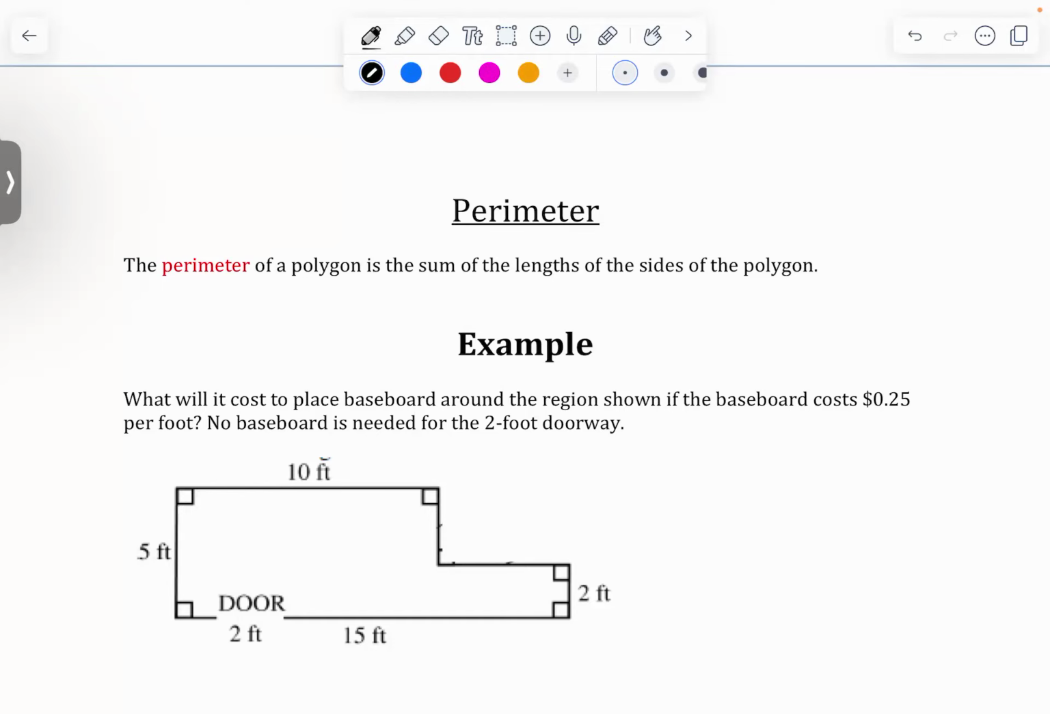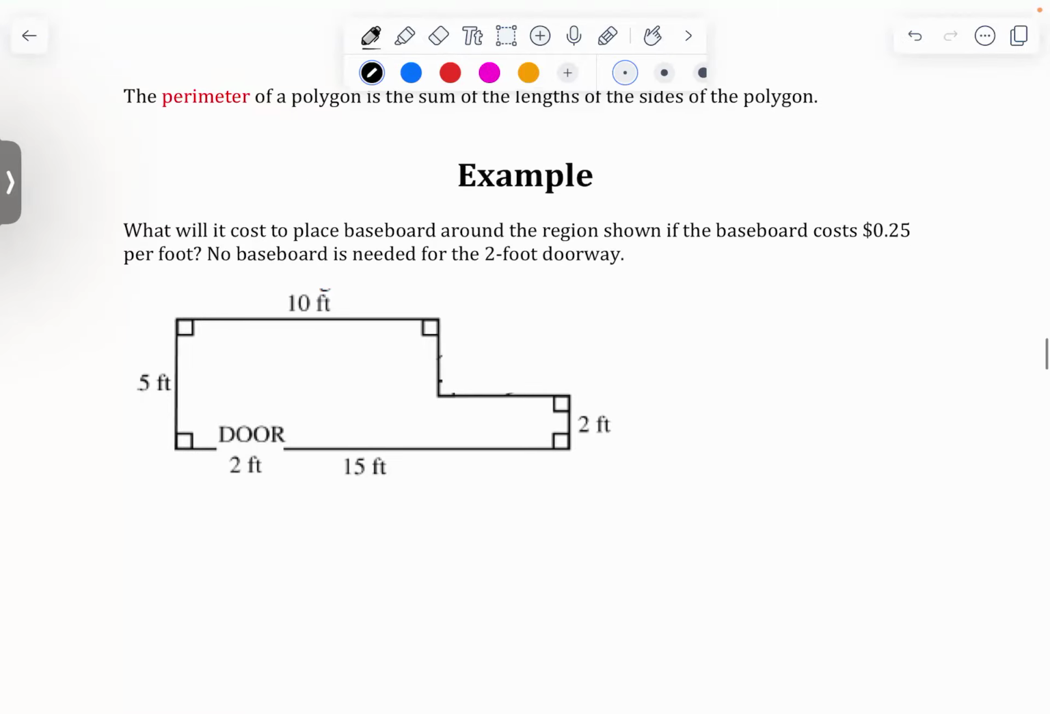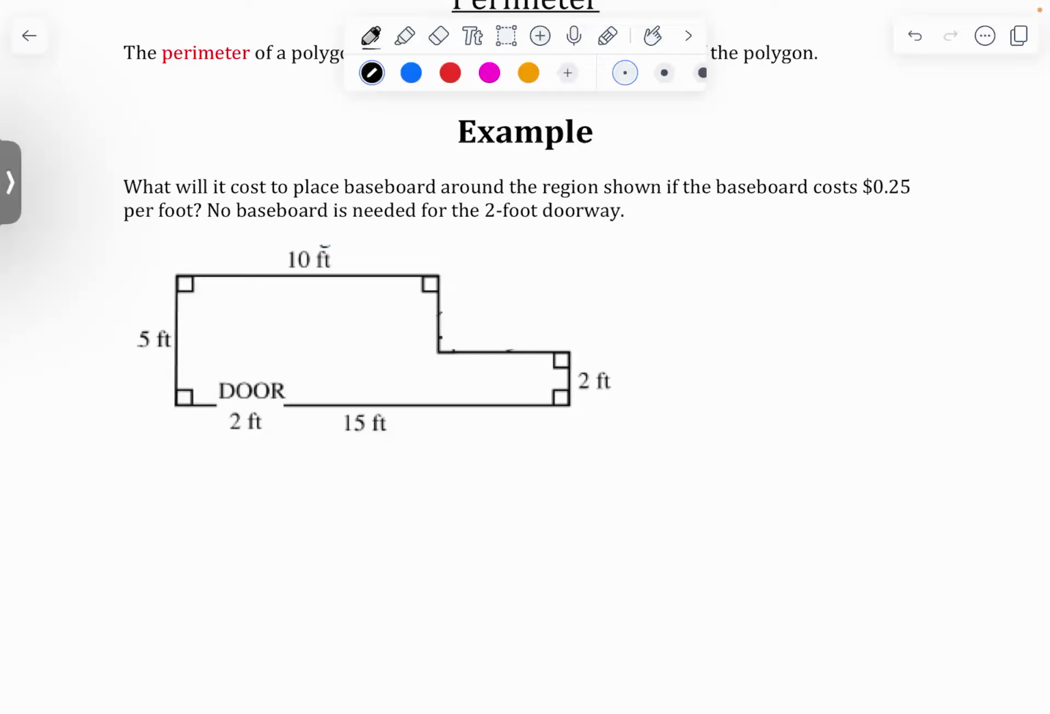One other simple concept, which you're most likely familiar with, is perimeter. We've already discussed this a little bit. Perimeter is just the sum of all the sides. With some things, we actually have equations, like rectangles, but most of the time, just sum up all the sides, and that's how you identify the perimeter. For an example, what will the cost be to place baseboard around the region shown if the baseboard is 25 cents per foot and no baseboard is needed for the 2-foot doorway?